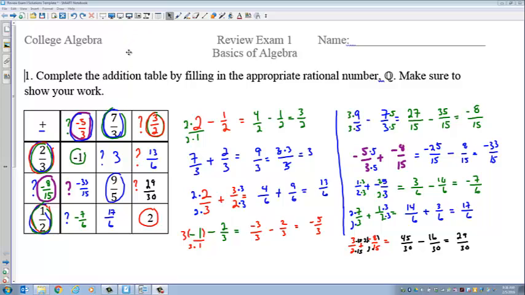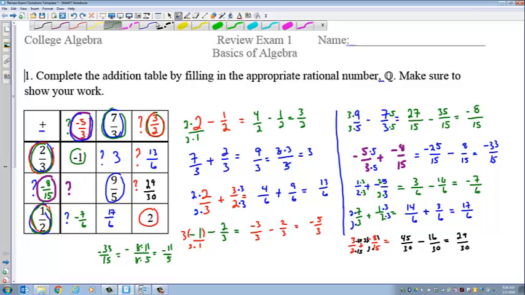And when I checked these problems, I saw that there was one, not mistake, but I forgot to reduce one of these. Negative 33 over 15 is actually equal to, negative 33 is 3 times 11, and 15 is 3 times 5. So the 3's actually cancel, and you get negative 11 over 5. So I guess what I should really write here is negative 11 over 5. And the good question is to ask, why did I miss that?